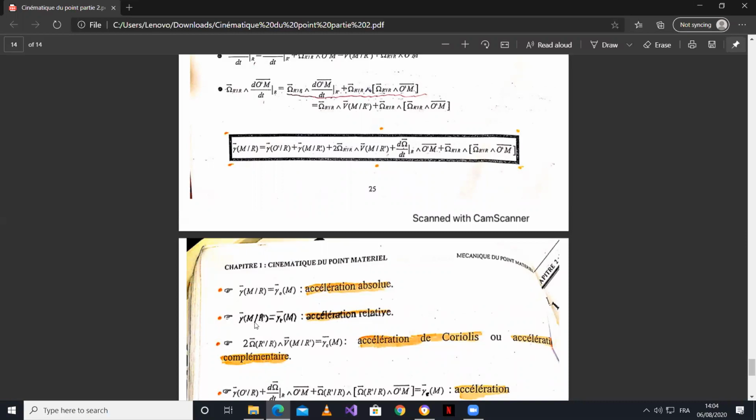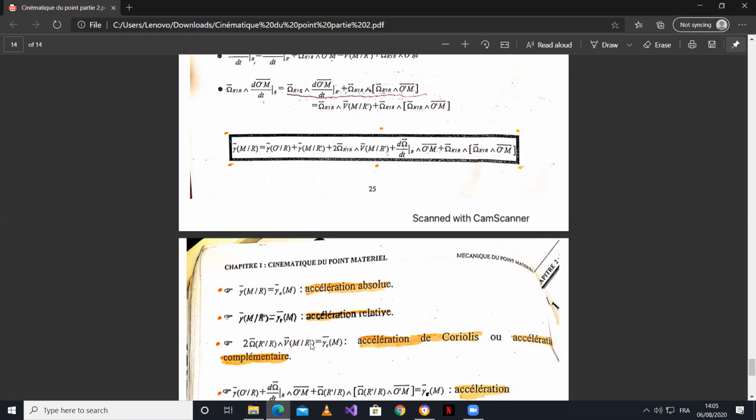gamma du point M dans R prime, denoted by this being equal to the acceleration relative. So it's just like the acceleration of the point M relative to the referential R prime. That must be a referential. It's not giving us the entire acceleration, but it's giving us the acceleration of the point M with respect to that referential R prime. Then we have accélération de Coriolis, ou accélération complémentaire, equal to this term here, 2 omega vectoriel V du M dans R prime.